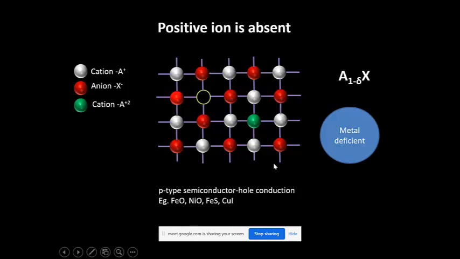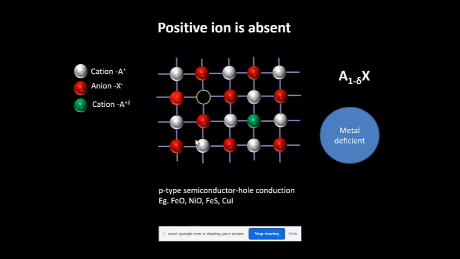Now another thing I want to tell you, that if the cation A plus is missing, it is not always that cation A plus 2 will be there. It may be B plus 2. Okay, did you get this?